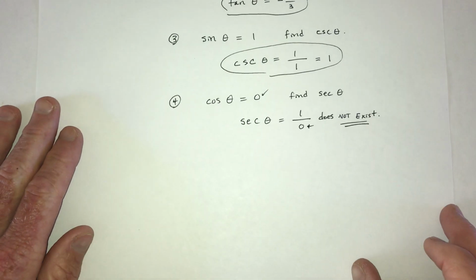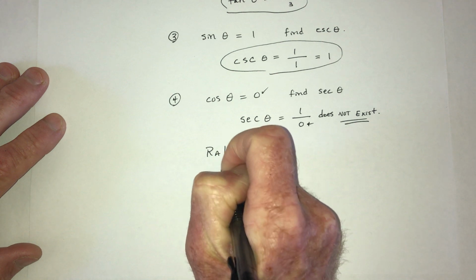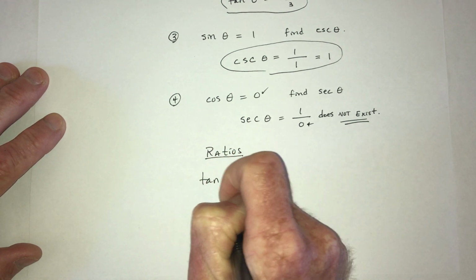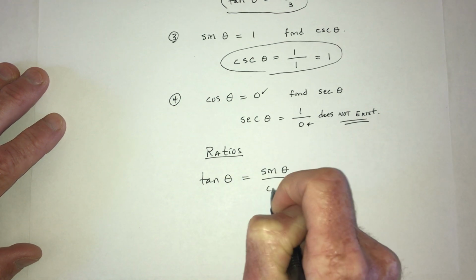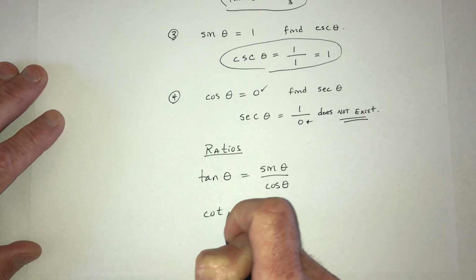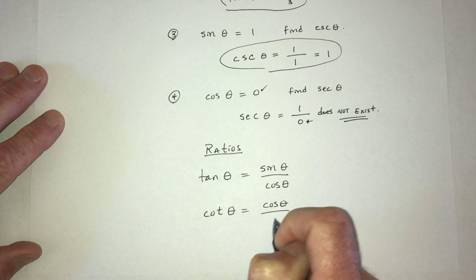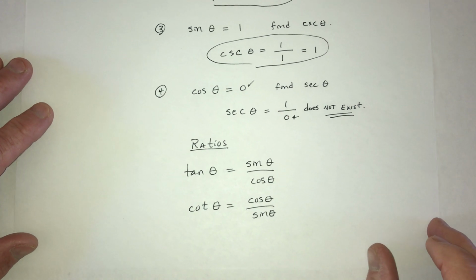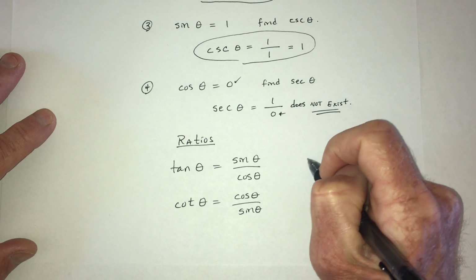Okay, there's other ratios, other identities. Like for example, tangent of theta is equal to sine divided by cosine. And cotangent is the reciprocal of that, so it's cosine divided by sine. So why is it that tangent is equal to sine over cosine?